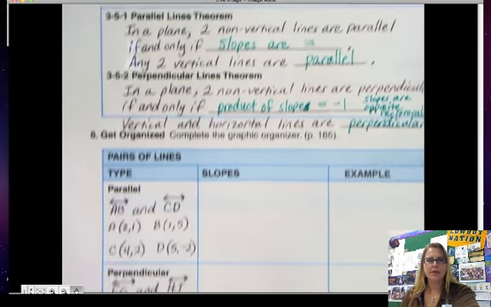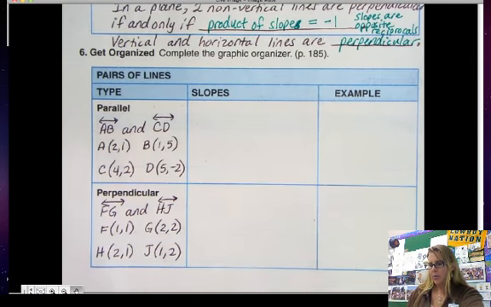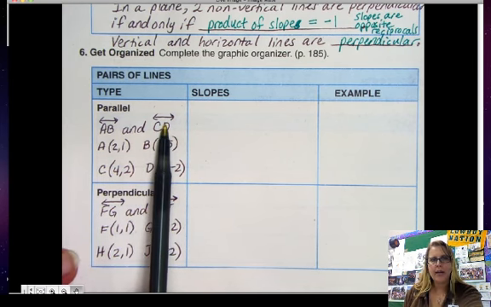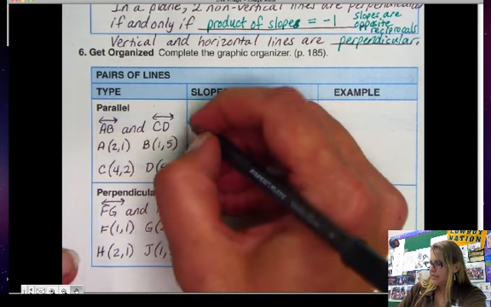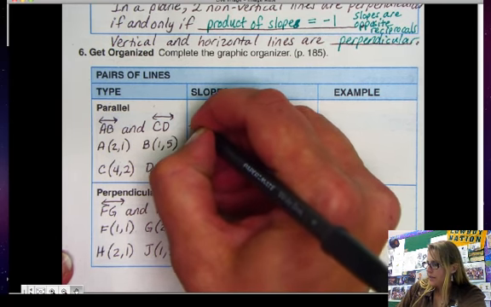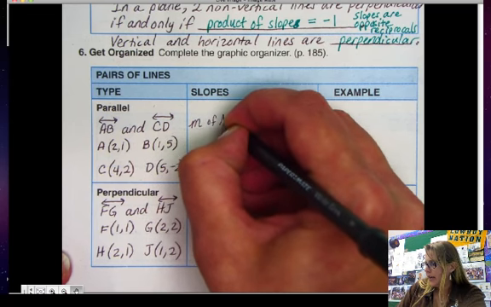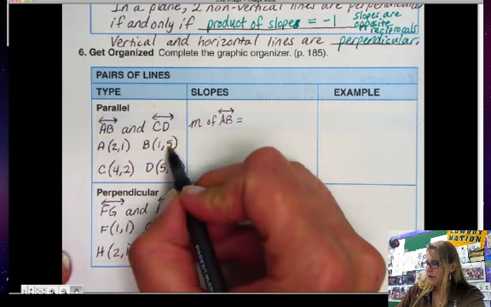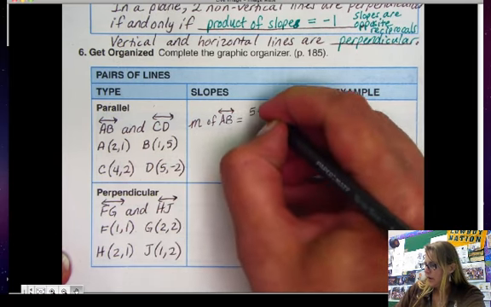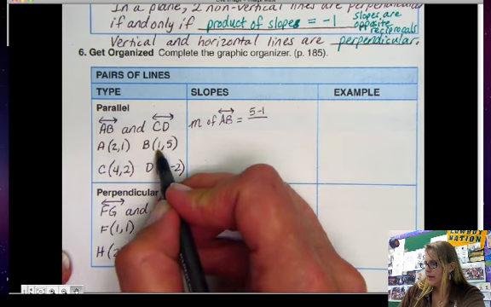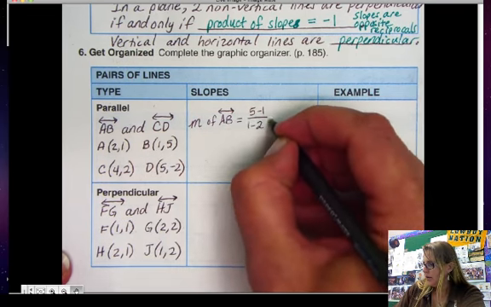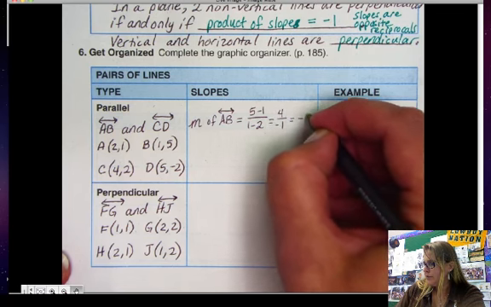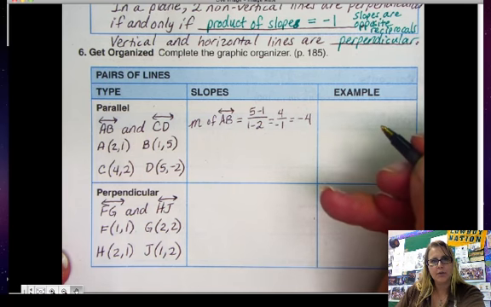Okay, let's do some examples. So here we have a couple of examples here. We want to try and find out if these 2 lines are parallel, okay? So first we want to find our slope. So let's find the slope of AB. So M is slope of line AB. And so we want to subtract the y's. So I'm going to go 5 minus 1 over, subtract the x's, 1 minus 2, equals 4 over -1, which equals -4.